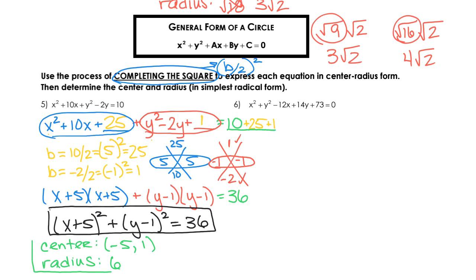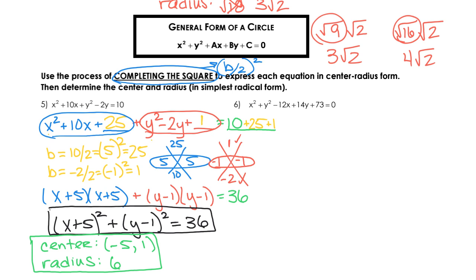Okay, so before we would have been able to tell what our center and our radius is because they gave it to us in center radius form. But by completing the square for the x's and the y's, remembering to add the same amount on each side of the equal sign, we were able to get it back into center radius form, and then we could tell our center and radius.